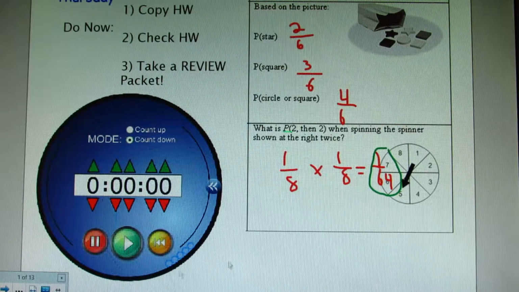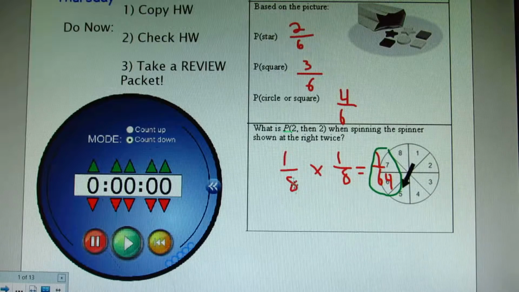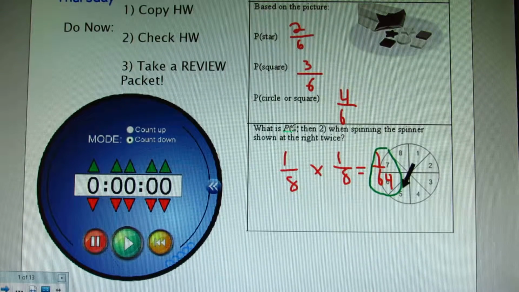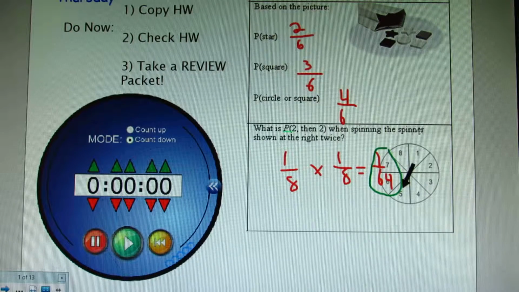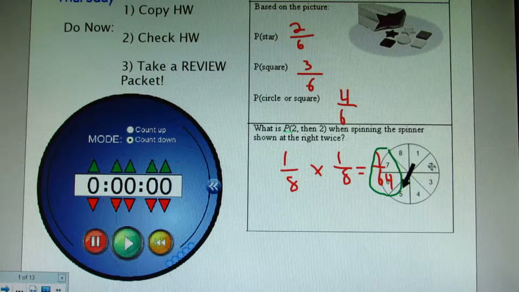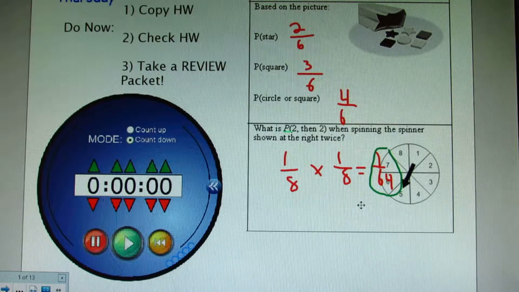When I want 2 things to happen, such as the next question, I have to multiply their 2 probabilities. What is the probability that I'm spinning a 2 and then a 2 when I'm spinning the spinner shown at the right twice? So 1 out of 8 to get my 2. To get a 2 the second time, again 1 out of 8. So my chance of both of those things happening is 1 out of 64.